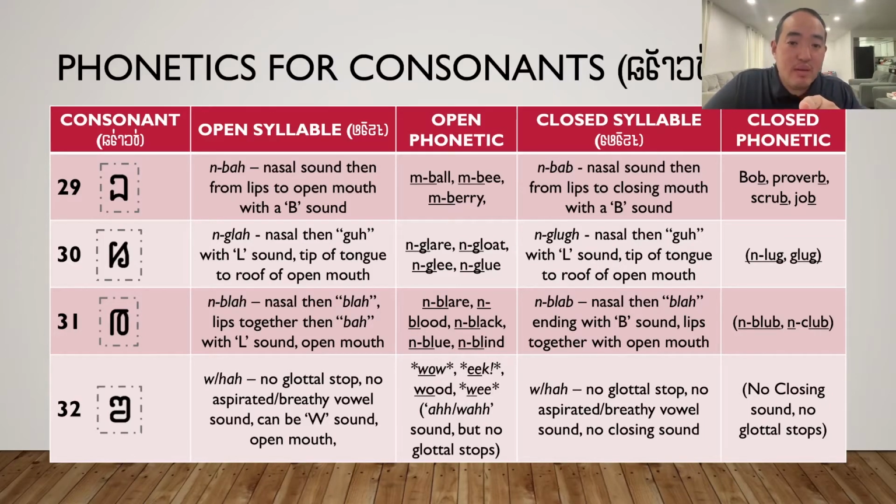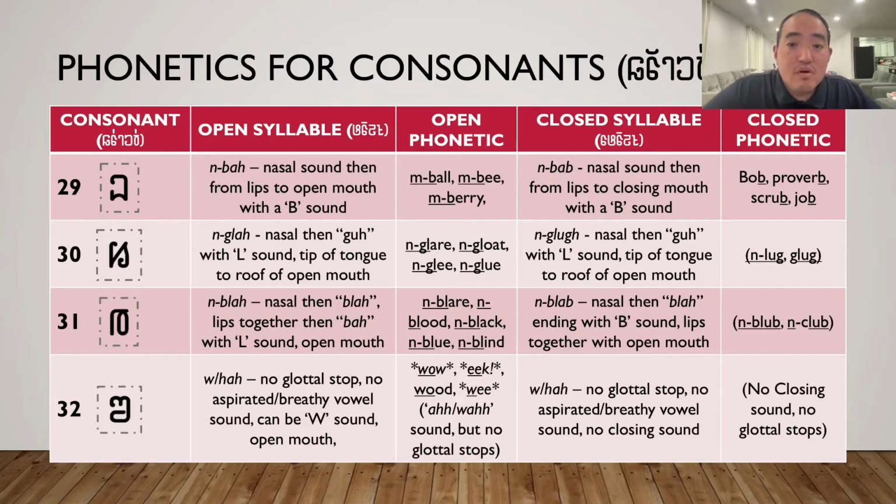Now I put the letter M here, which is like for but it's the nasal sound. Mball, mbi, mberry, right? So it'll be mba. And that's how you pronounce the open syllable.